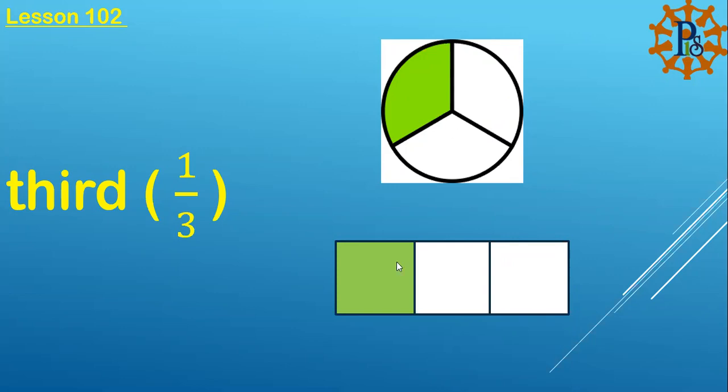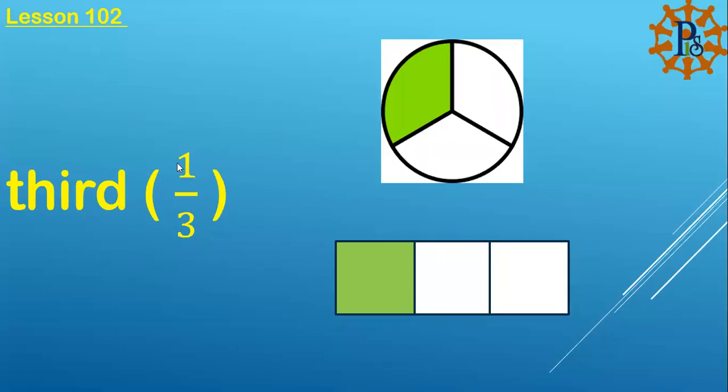Okay? Here in this rectangle, we divided this rectangle into three equal parts. One, two, three. And all of them are the same. And the green one represents third of the rectangle. Okay? So this is an example for third.